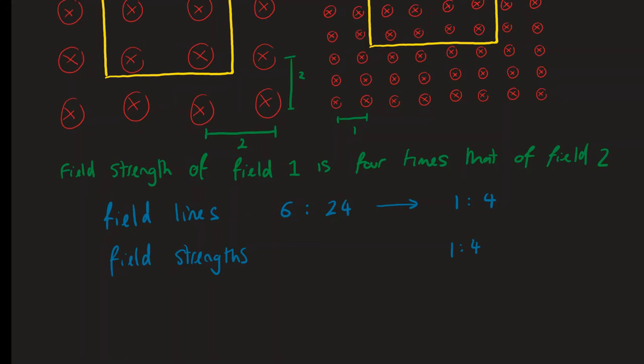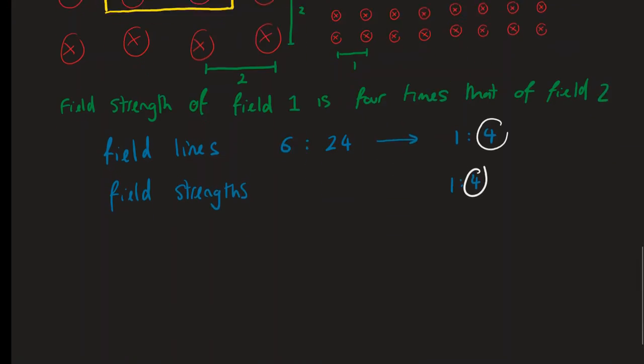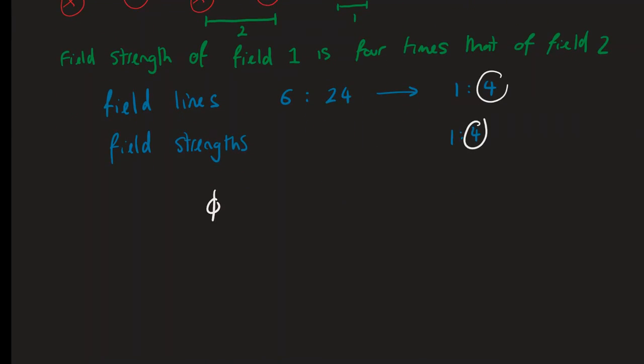So when the field strength is increased by a factor of 4, the number of field lines through the loop, the same area of loop, will increase by a factor of 4 as well. The two of them turn out to be directly proportional to each other, and the number of field lines itself is directly proportional to the flux. So we can say that the flux is directly proportional to the magnetic field strength. So you can write phi is directly proportional to B, the magnetic field strength.